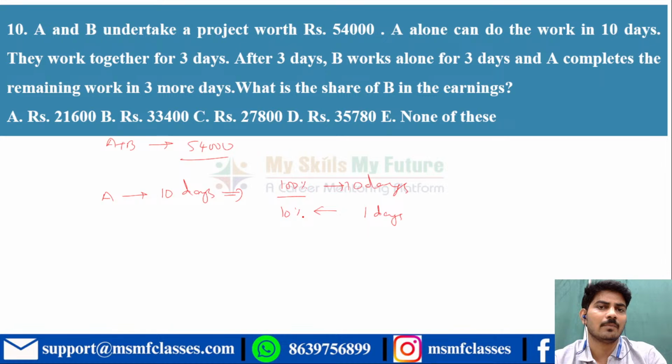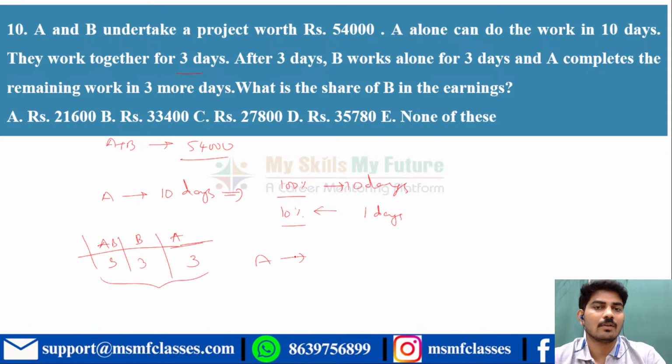Next, what happened is that they work together for 3 days. So A and B worked for 3 days, and after 3 days, B alone worked for 3 days. Then A completes the remaining work in 3 days. So in this total scenario, for how many days will A work? A works in the first part and A works in the last part here. So A works for 6 days in total.